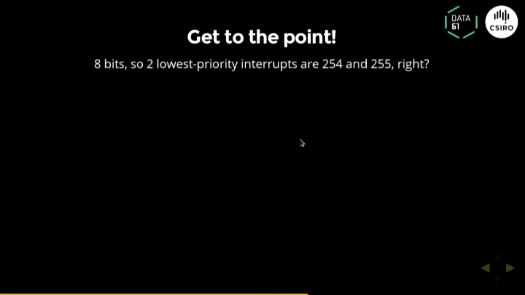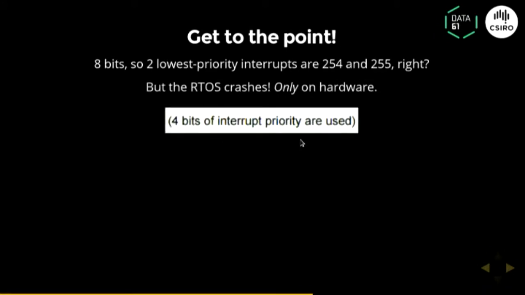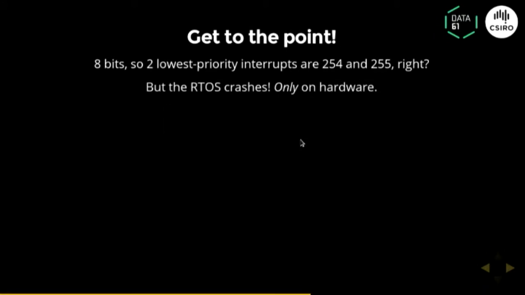I say that the two lowest priorities are 254 and 255. On ARM, highest priority is 0. That's just convention. But that makes sense, given that they're giving us 8 bits, right? And that's what I was using in the simulator, and it was working fine. It was just on the hardware. It just wouldn't work. It would just completely crash. Oh, okay. I absolutely spoiled it for you guys just then.